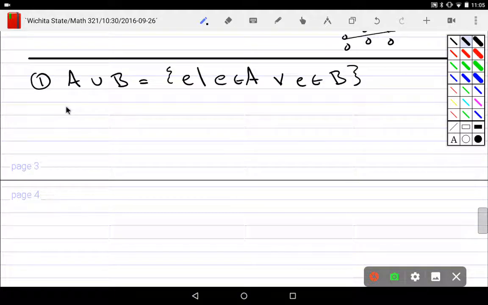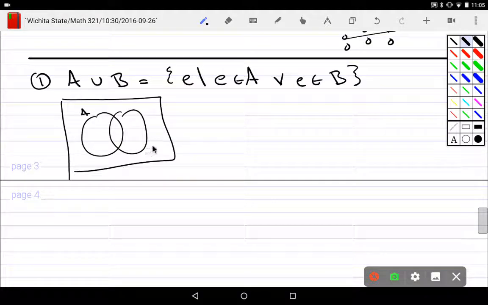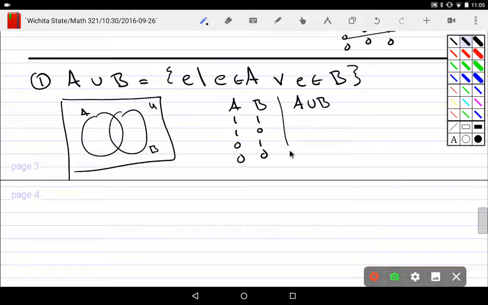What does this look like as a Venn diagram? Well, sometimes we could look at it and say, okay, I have my A, I have my B. What is A union B? Well, it's 1, 1, 1, 0. Logically, what is this OR asking? This OR is asking, is the element in A or is the element in B? What does the 1 represent? It's in it. So if I have an element that's in A or an element that's in B, what do I definitely know? Has to be in the union.